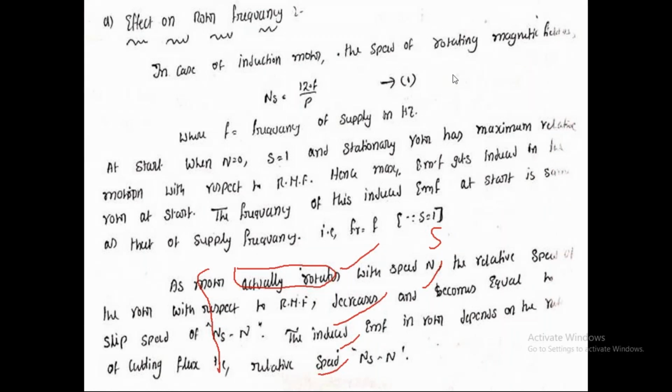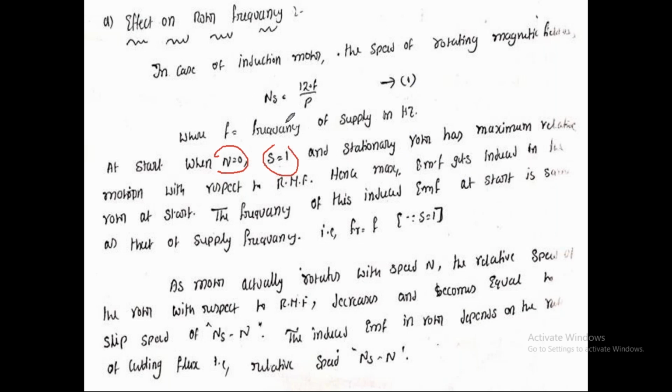First one is the effect on rotor frequency. Let me see how the slip affects the rotor frequency. The relation between the frequency and the synchronous speed has only one equation: NS equals 120 F by P, where F is the frequency of supply in hertz. At starting condition, the rotor speed is equal to 0 and slip is equal to 1, and the stationary rotor has maximum relative motion with respect to the rotating magnetic field, and hence maximum EMF is induced.